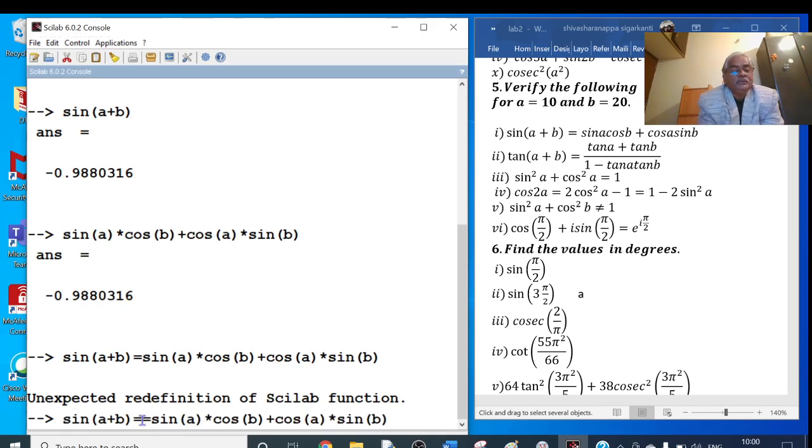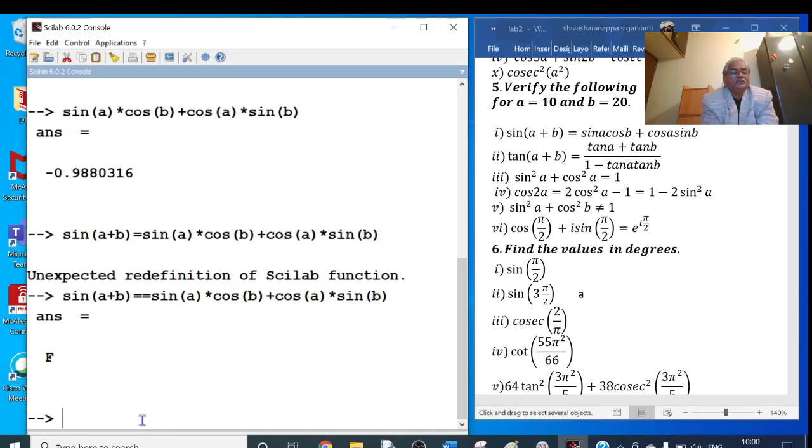What this does is, it calculates the left hand side and it calculates the right hand side. Then if I enter, it gives true, T, if this is true. If this is not equal, then the answer will be false, F. Okay. Now if I enter, what happens? Let me see. I am getting false here. But actually the answer is true. Sin of a plus b equal to sin a cos b plus cos a sin b. We know this is true. I am getting false.